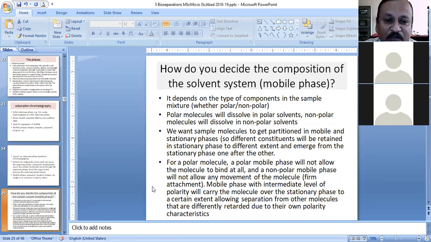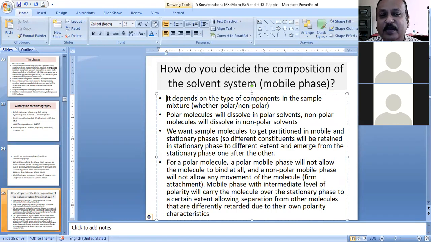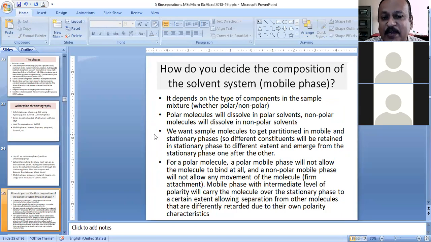This was a very important question which I discussed last time, and that is, how do you decide the solvent system, or what are the different solvents which are added up to form the solvent system mixture? This decision is based upon the polarity of your sample molecules. As I told you, if the sample molecules are polar, then they will dissolve in the polar mobile phase. If the sample molecules are non-polar, then they would dissolve in the non-polar mobile phase.